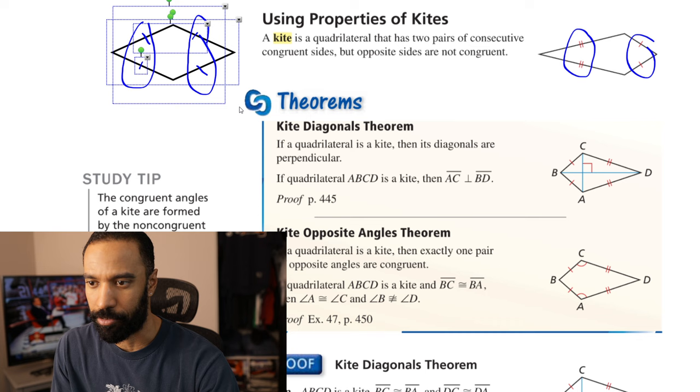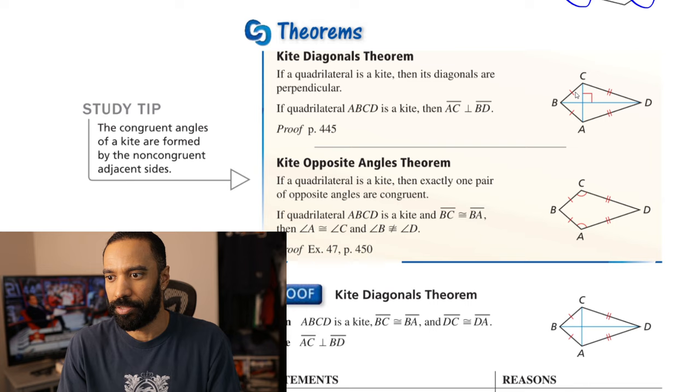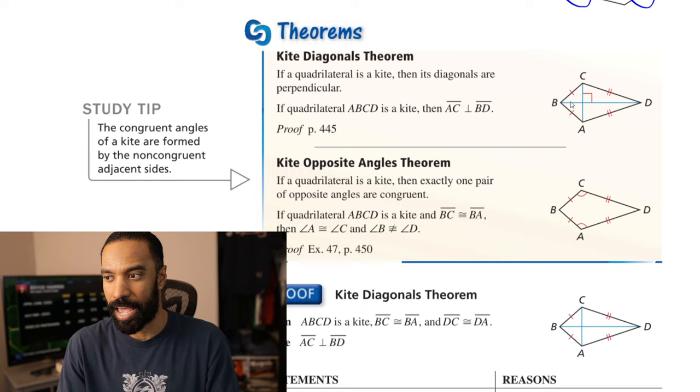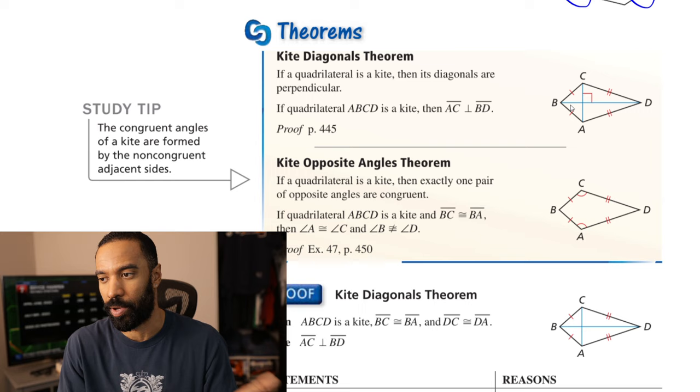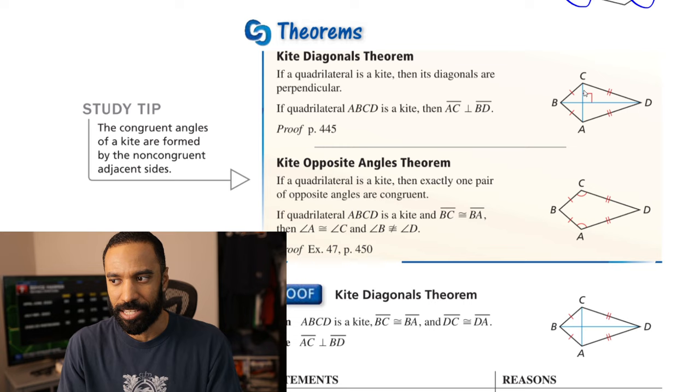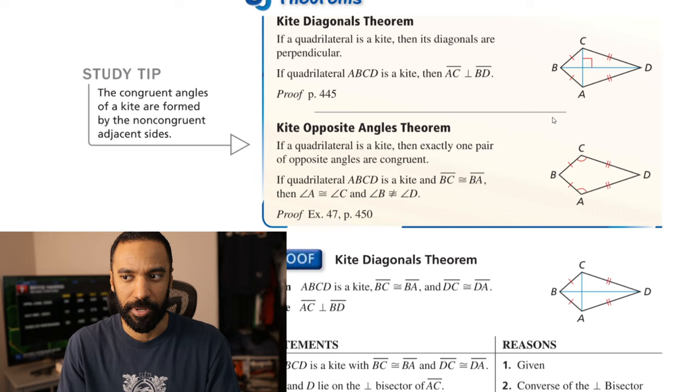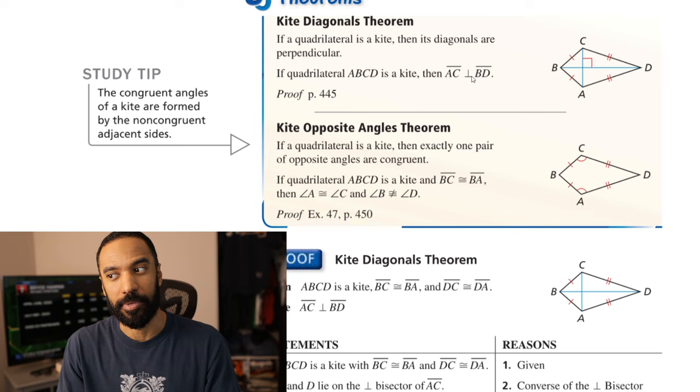The diagonals theorem: a kite has diagonals that are perpendicular to each other. They are not mentioning yet, although I'm sure that they will, that one diagonal does bisect the other, but the diagonals are indeed perpendicular to each other. That's why I said they tend to draw them this way. I'm sure they're going to bring it up, but BD is bisecting AC, but AC does not bisect BD. So they don't bisect each other. One is a perpendicular bisector of the other. All right. If it's a kite, then the diagonals are perpendicular, but the converse isn't necessarily true.